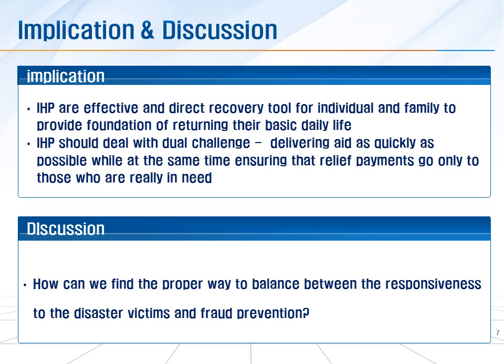As we read in Schneider's book, the stricter assistance procedure made the response speed slower, and the disaster victims couldn't get the assistance timely and quickly. But considering the enormous scale of assistance money, fraud prevention is also important. So I'd like to discuss how we can find the proper way to balance between the responsiveness to the disaster victims and the fraud prevention.